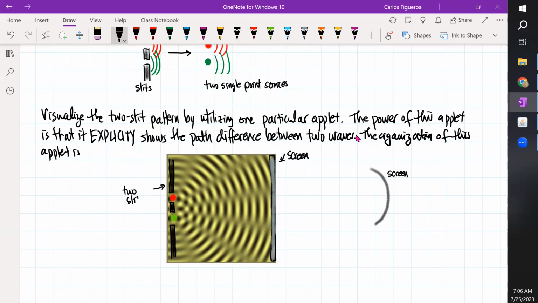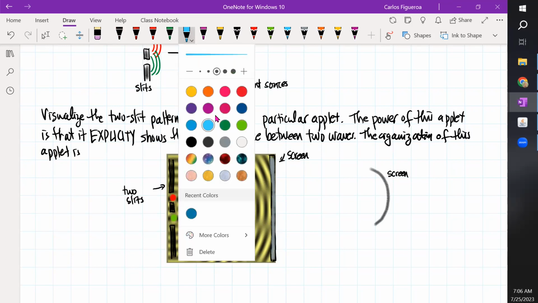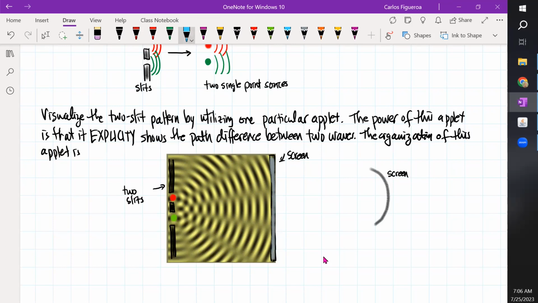2 slits. So now what's going to happen is that we know there are waves emanating here. The first thing I'll look at is this spot. I'm going to call this constructive interference right there. So this region right here is where I have a region of constructive interference.